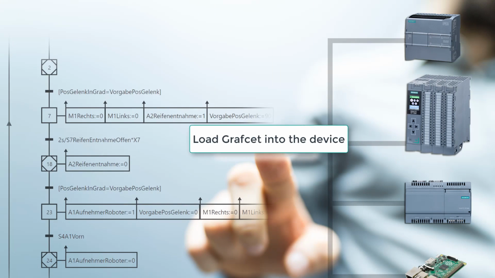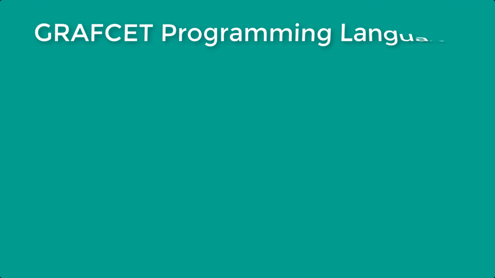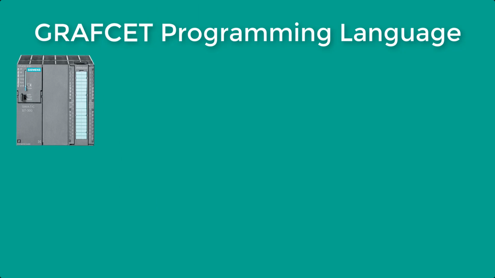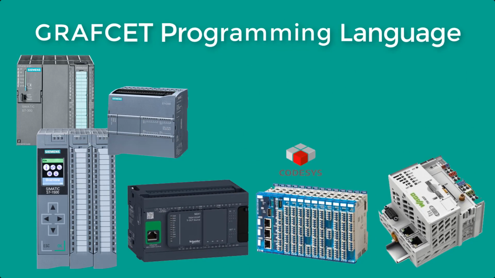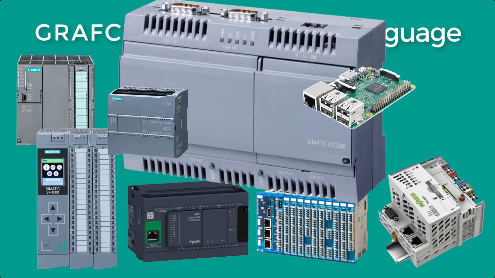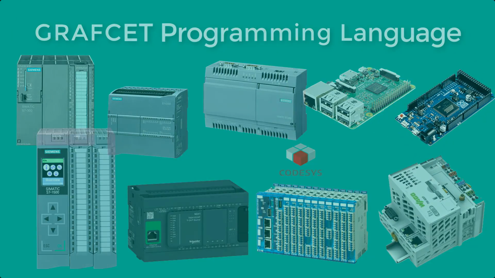Grafcet Studio turns the Grafcet standard into a programming language. You can download the Grafcet to a device and debug it at the push of a button. Many device types are supported: Siemens S7-300-400, Siemens S7-1200-1500, CodeSys V3-based controls, Raspberry Pi, Siemens IoT 2000 and Arduino Due.